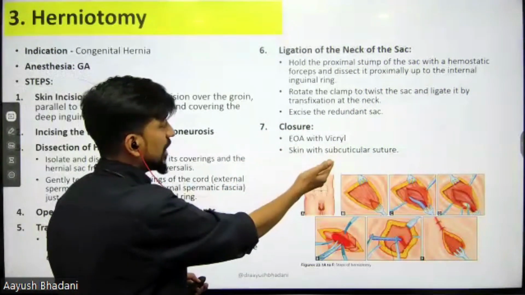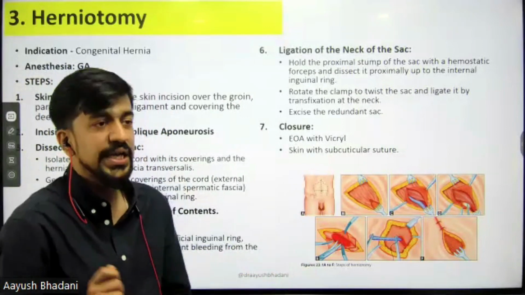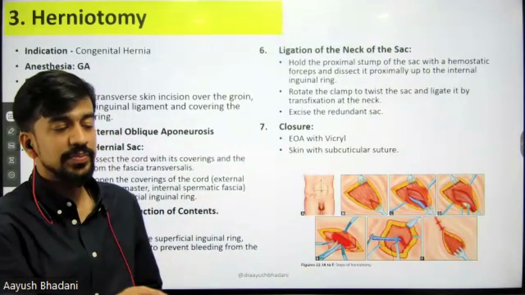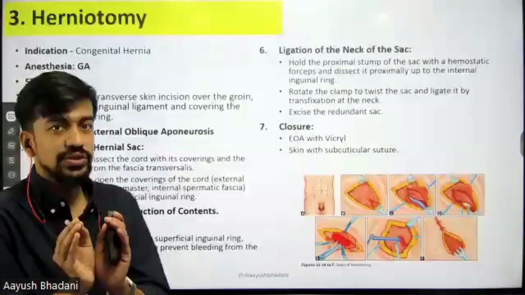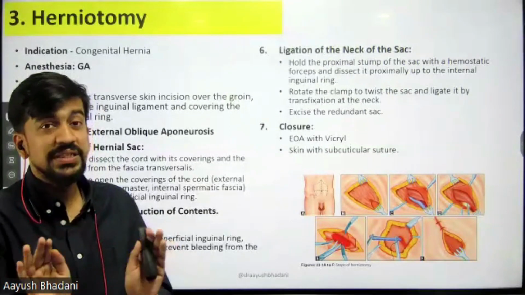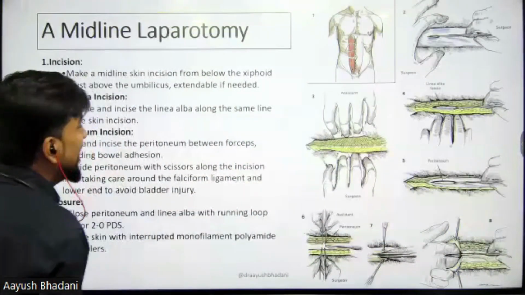Then we close the external oblique aponeurosis with Vicryl and the skin with subcutaneous sutures. As simple as that. Again, we cannot afford to put a nylon on the baby's skin. It's very gentle. We need to put a subcuticular suture, just approximate, and babies heal beautifully well. By the way, I'm right now in pediatric surgery, so I know a little bit.